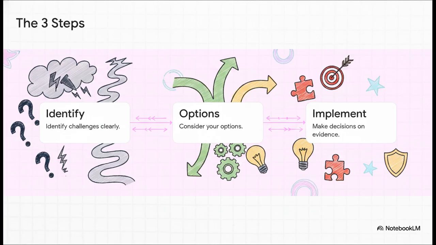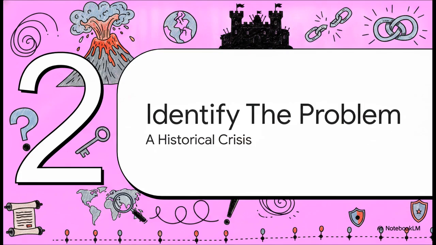So here is your 3-step mental map. Step 1, identify challenges clearly. Step 2, consider your options carefully. And Step 3, make decisions and implement solutions based on evidence. Seriously, if you master these 3 steps, you're going to be able to tackle pretty much anything life throws at you.